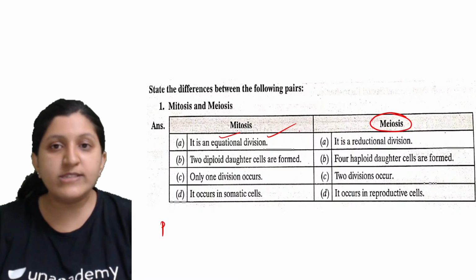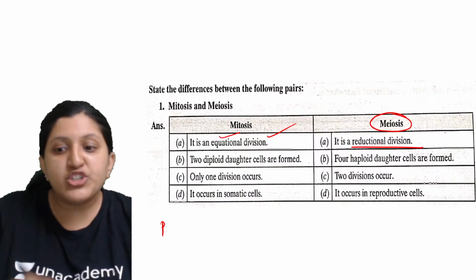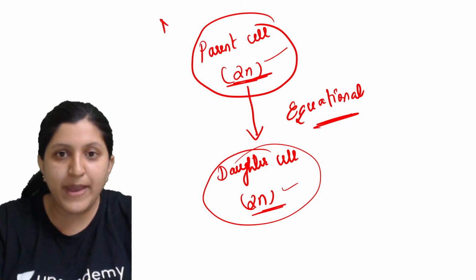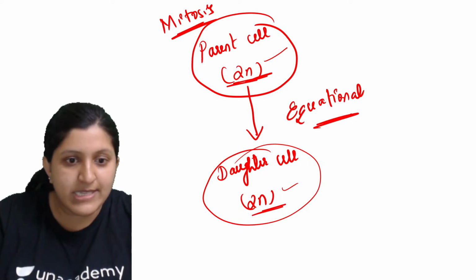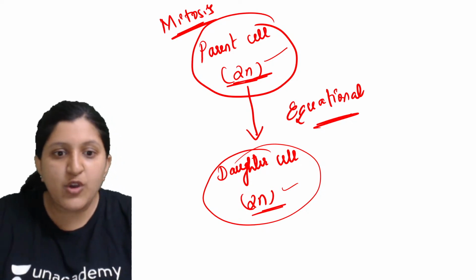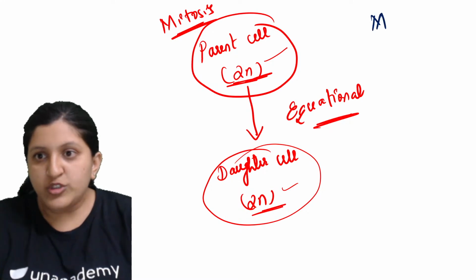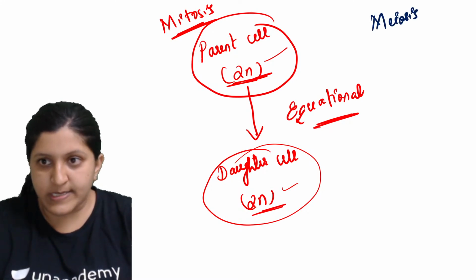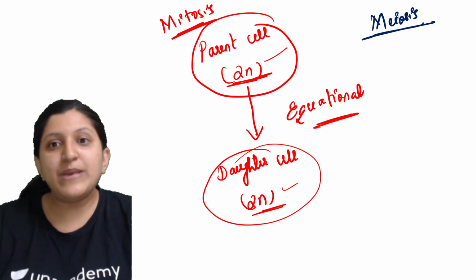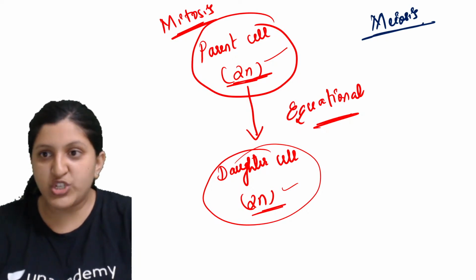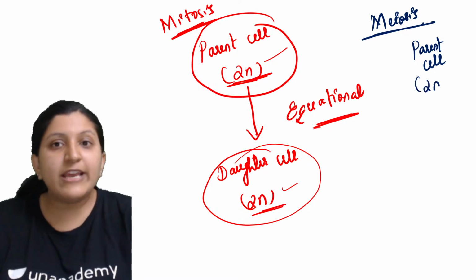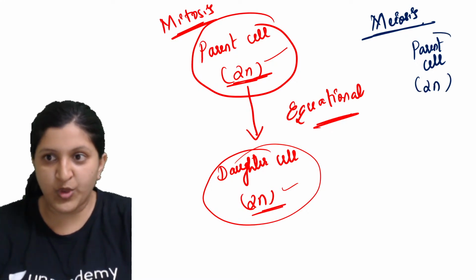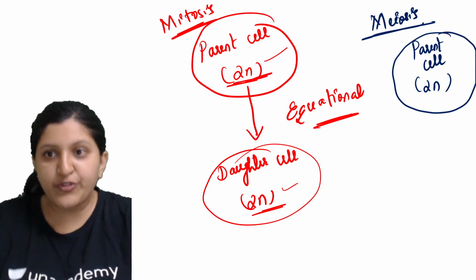So what is a meiosis then? So meiosis is a reductional division. So now this is with respect to mitosis. I'll just tell you what exactly happens in meiosis. So with respect to meiosis, it is a reductional division. So let's say the parental cell is this. So this is a parent cell, and this parent cell had 2 sets of chromosome.